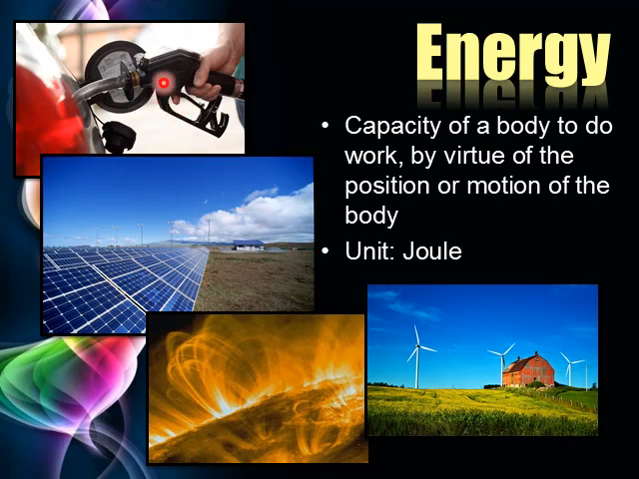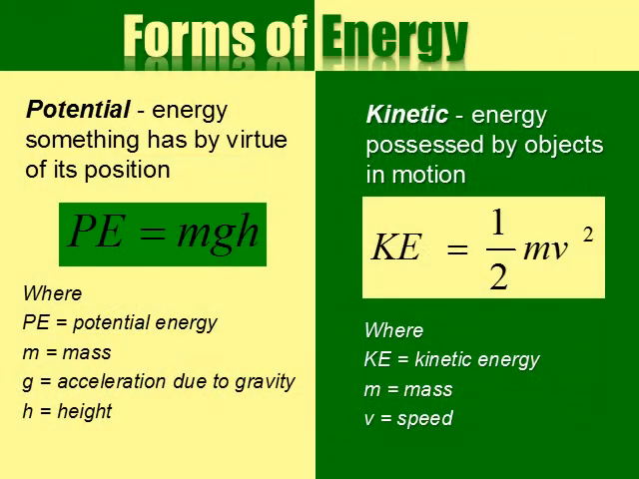So, you have different forms of energy. For example, dito, you get chemical energy from fuel. Then, you have here solar energy, which is coming from the sun's rays. And then, you also have here wind energy. So, let's look into the different forms of energy. So, you have basically two forms. You have potential and kinetic energy.